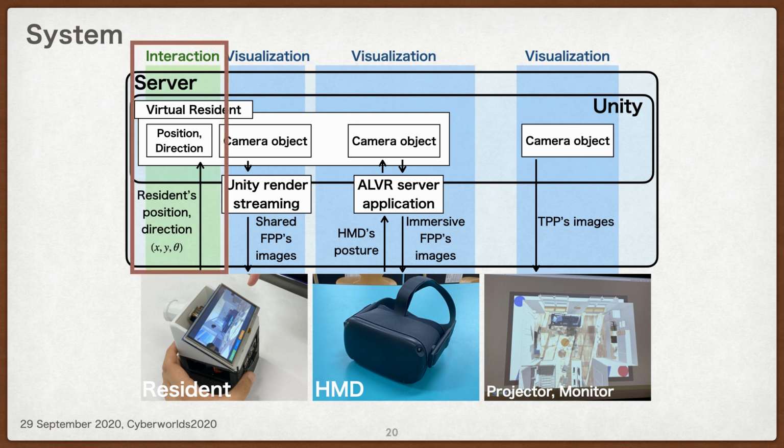In the interaction system, the resident gets its position and direction on the floor and sends the data to Unity. Then, the virtual resident is moved to the same position and direction on the virtual floor.